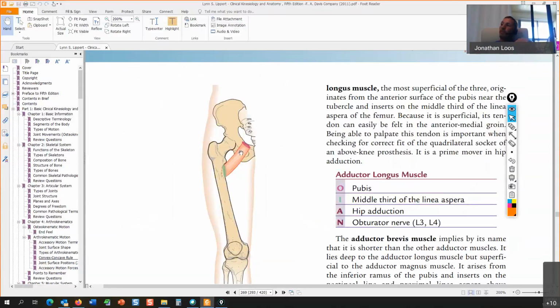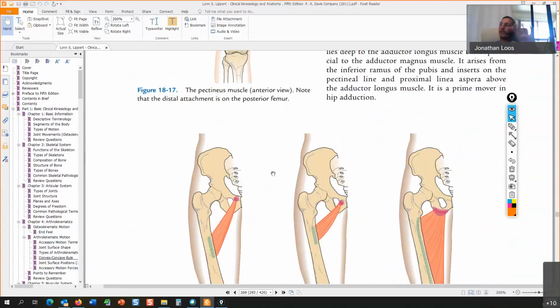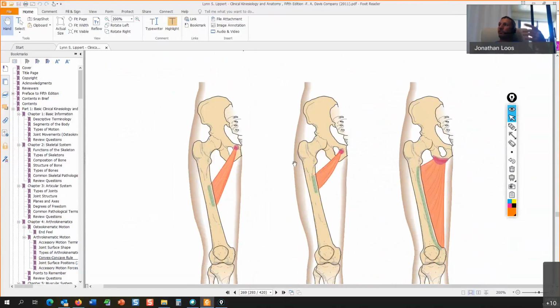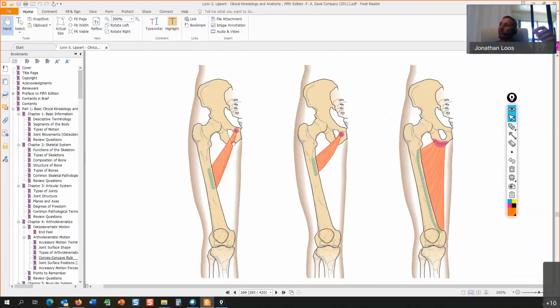All right, so the pectineus is one of the adductors, and then you have your adductor brevis and adductor longus. When you see brevis, it usually means the smaller of the two muscles compared to longus. Adductor longus, the name implies what it is, and adductor brevis is another way of saying adductus shortus, but shortus is not a real muscle. So here's your adductor brevis, and right below that is your adductor longus.